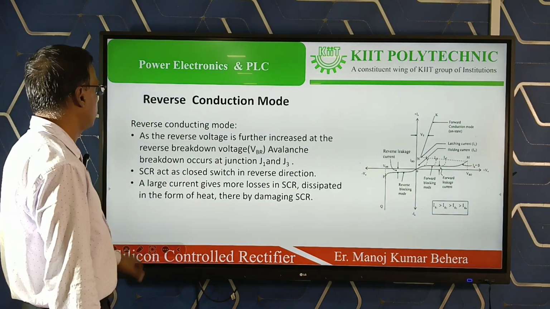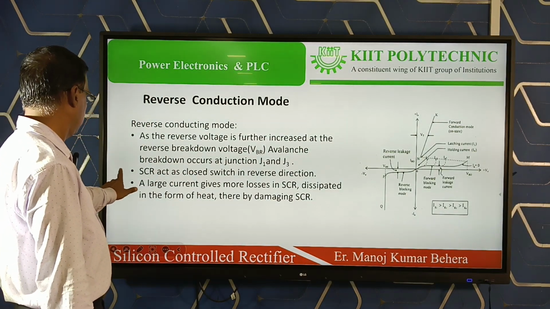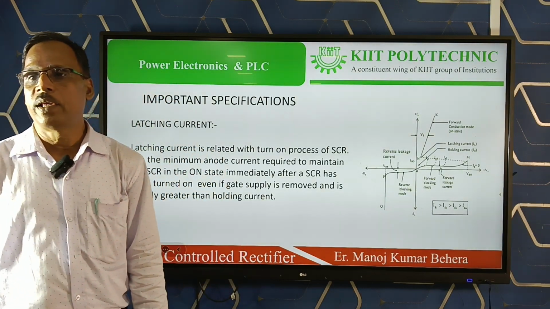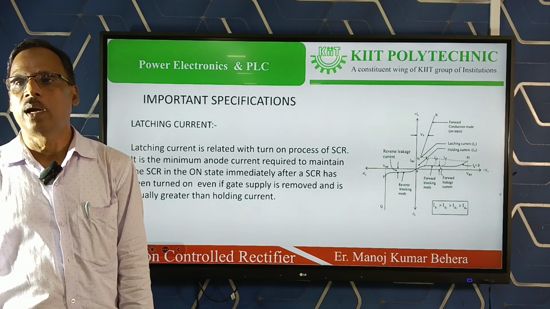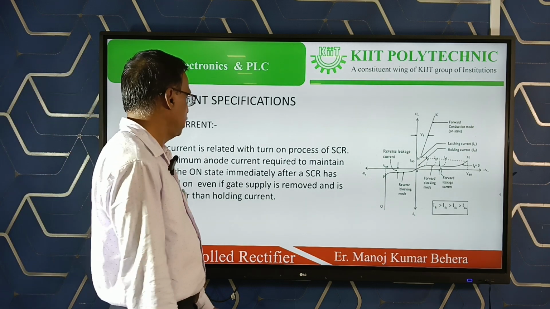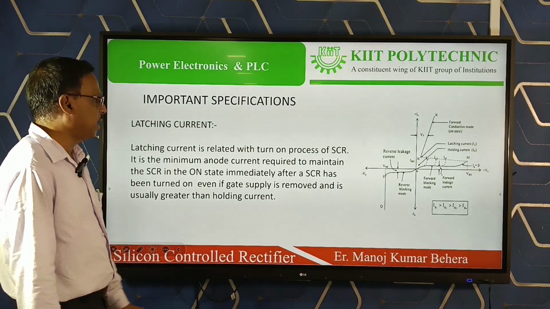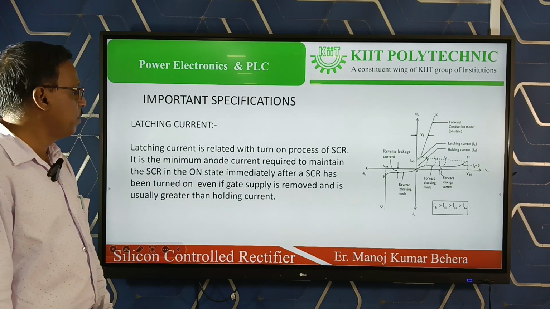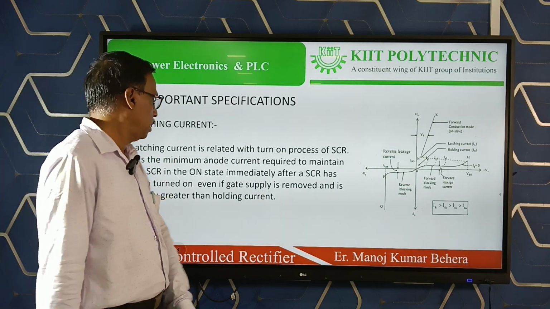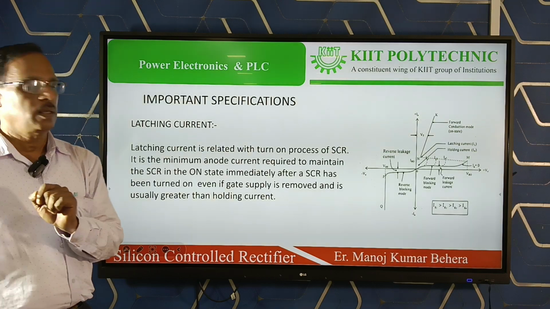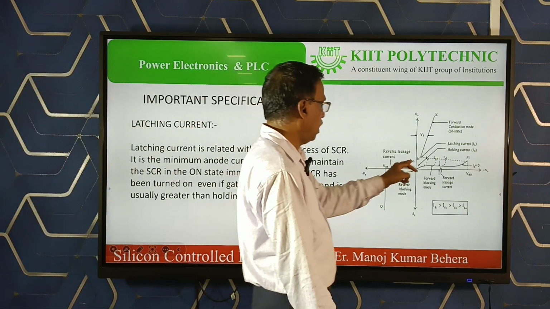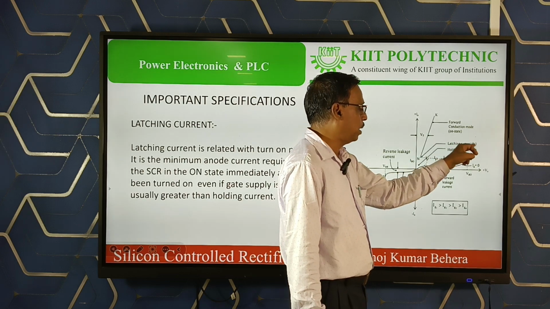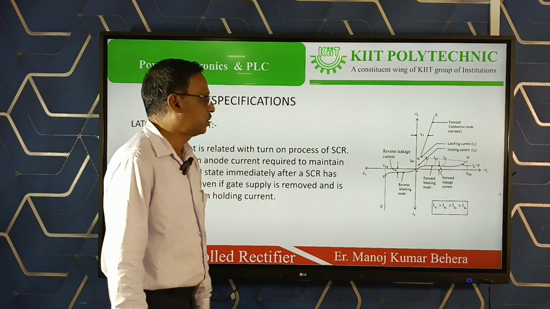Next we will discuss the most important definitions, latching current and holding current. See here, what is latching current? It is related to the turn on process. It is the minimum amount of current required to maintain the SCR in on state. See here, IL shows the latching current. It is the minimum amount of current required to keep the SCR in on state.